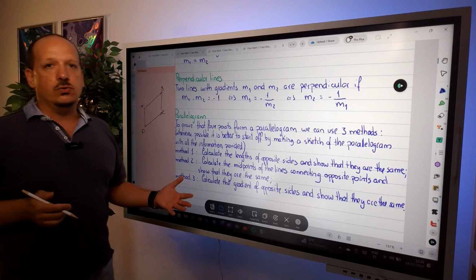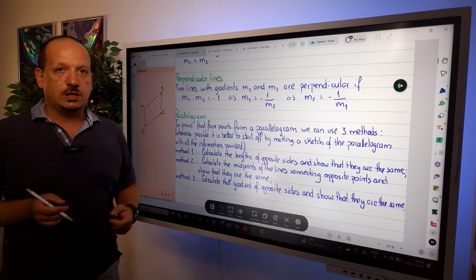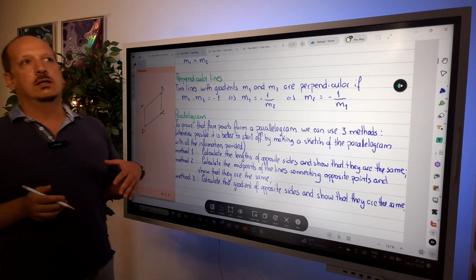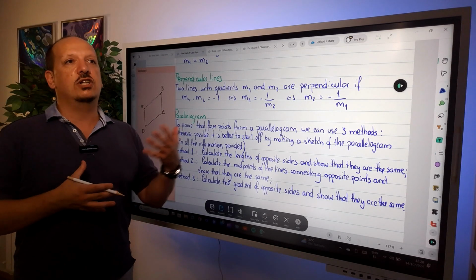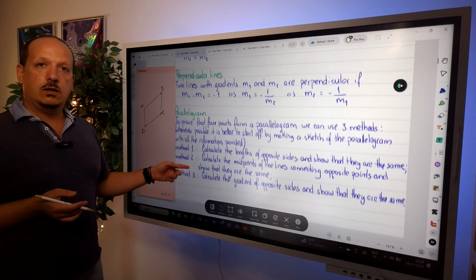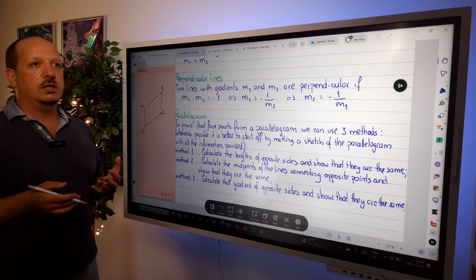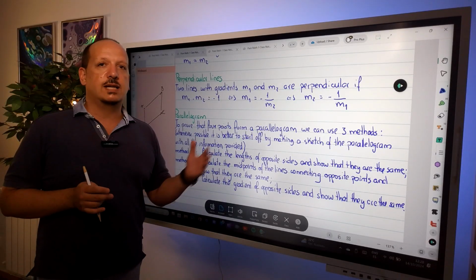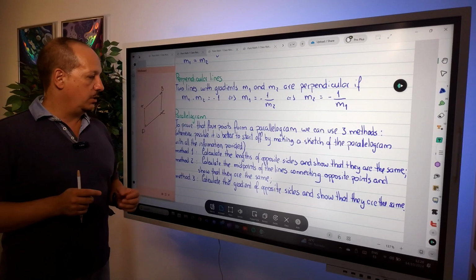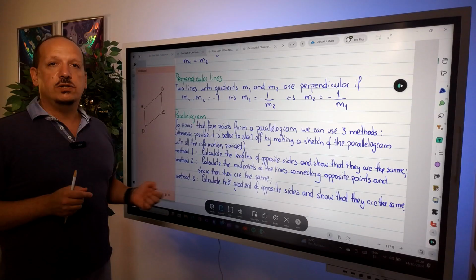Which one will you use? It will depend on the question. It will depend on the information that is provided. It will depend on the information that you already have. And ultimately, it will depend on you. There is no preferable way. The only criterion that you are going to use to decide which one you want to use is the one that seems simpler to you.